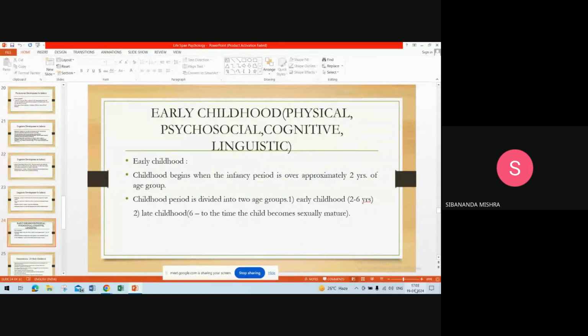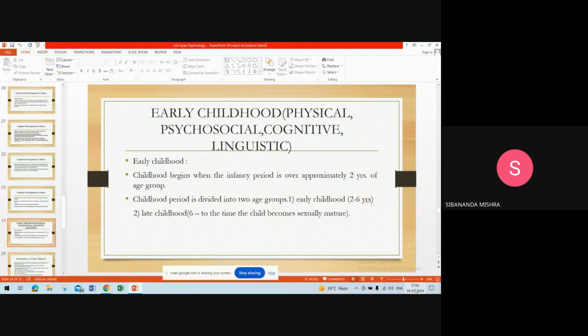Early childhood: physical, psychosocial, cognitive, and linguistic. Early childhood means the age that often focuses on children learning through play. Play stage. The child begins this after the infancy period is over, at approximately 2 years of age.